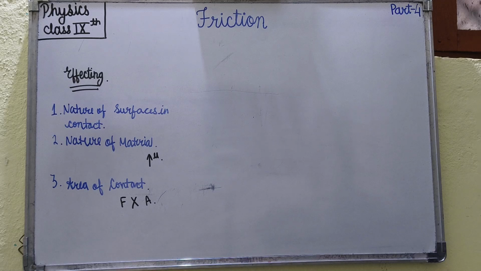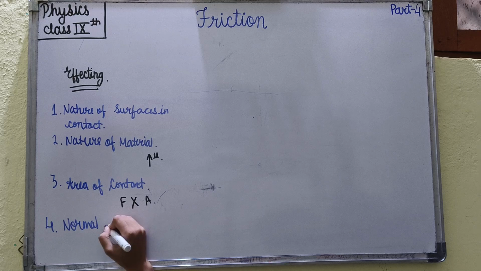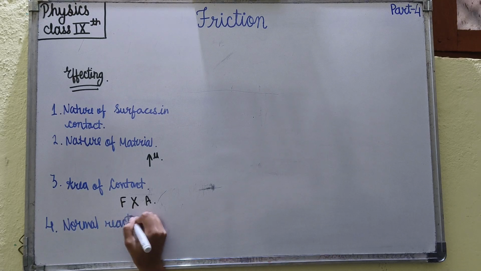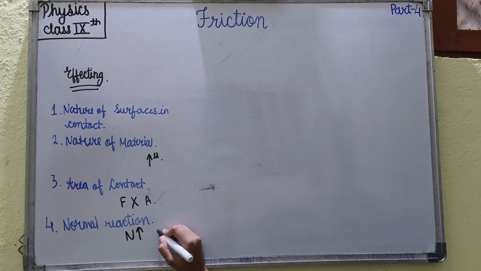Fourth is normal reaction. Friction is directly proportional to the normal reaction acting on the body. That is, the more the normal reaction, the more is the frictional force. So if the normal reaction is more, the frictional force will also be more.